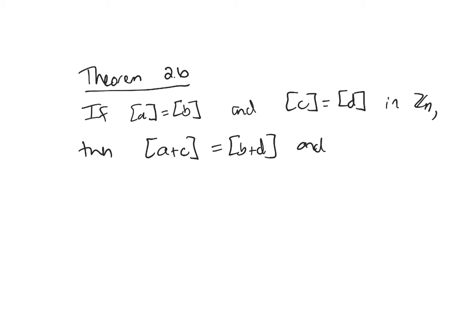And also you get the same thing for multiplication. So if I multiply A and C together, you get AC. That's the same thing as if you multiply B and D together. So let's go over the proof of this.